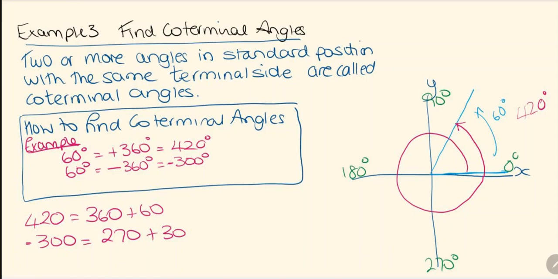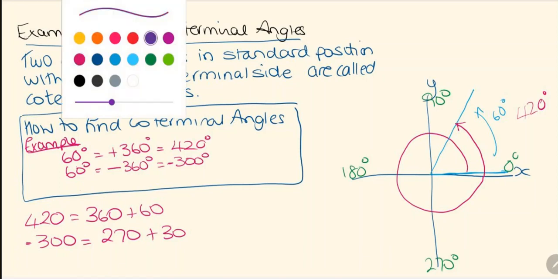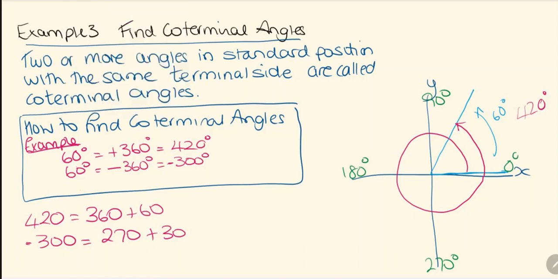Okay, so we're going to have a look. So this in purple. When it's negative, obviously we're going to go this way. So we're going to go around 270 plus another 30. So this is 30 degrees here. So this angle is minus 300 degrees.